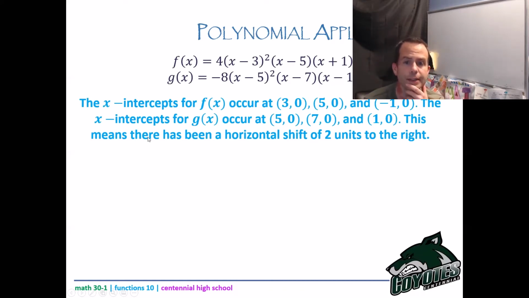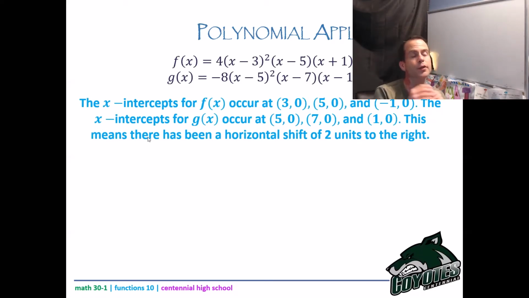So the x-intercepts for f of x occur at 3, 5, and negative 1. Notice I've labeled what those x-intercepts are. The x-intercepts for g of x occur at 5, 7, and 1. This means there's been a horizontal shift 2 units to the right.